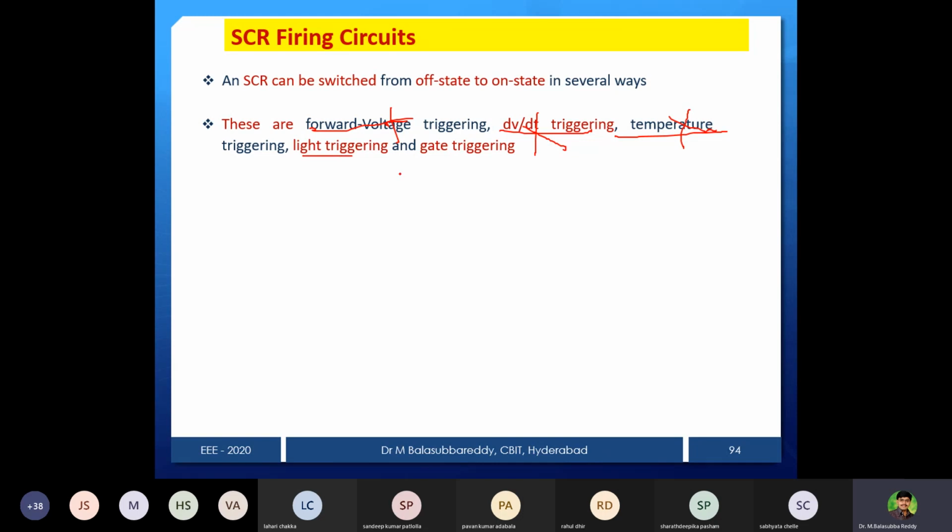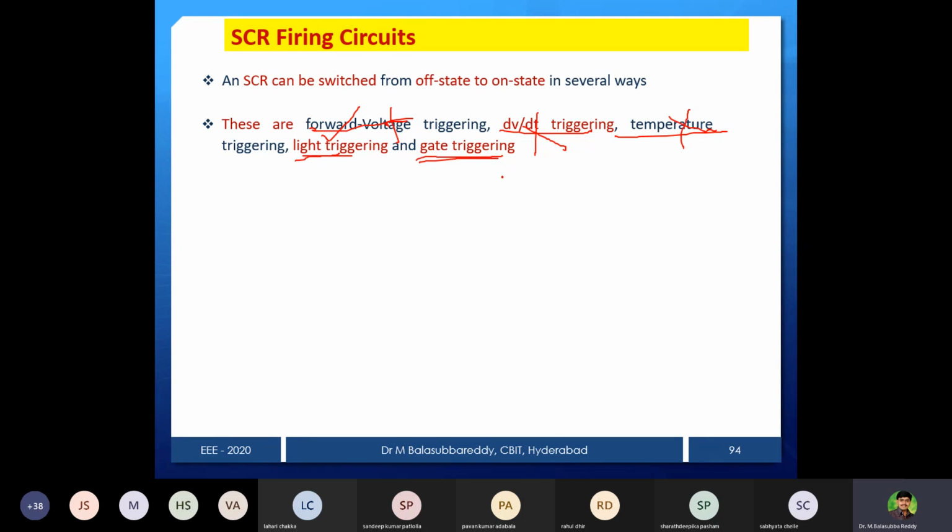Then light triggering and gate triggering. These are the preferable methods. Light triggering is very accurate. You can use it in series operation of SCRs, where all the devices have to be fired at the same instant. If it deviates, one SCR may have a turn on time that is more compared to the other. If any problem arises, then consequently a string failure may take place. That's why for an accurate turn on process we can use light triggering. In general applications we can use gate triggering.